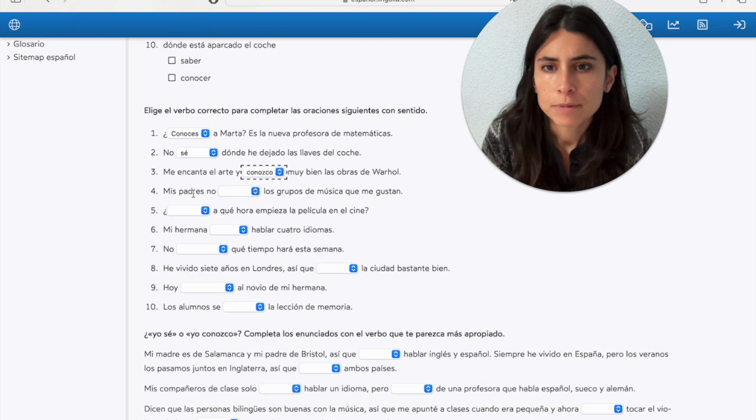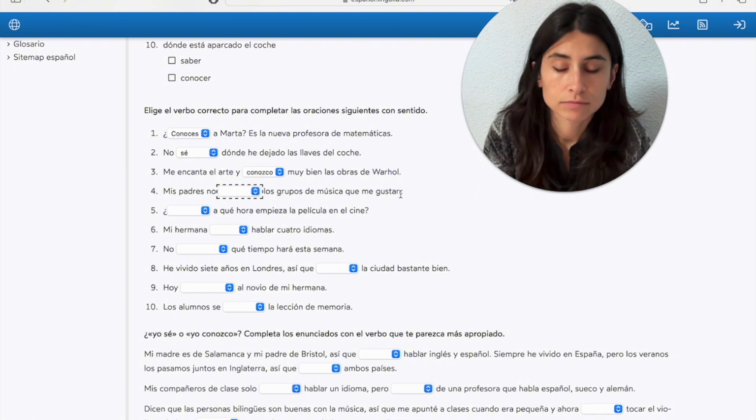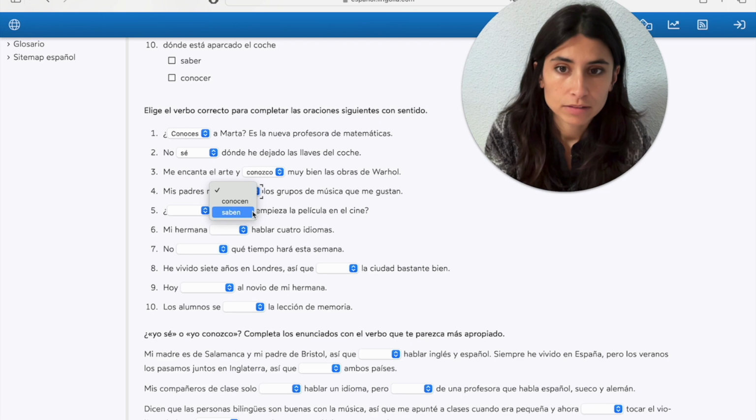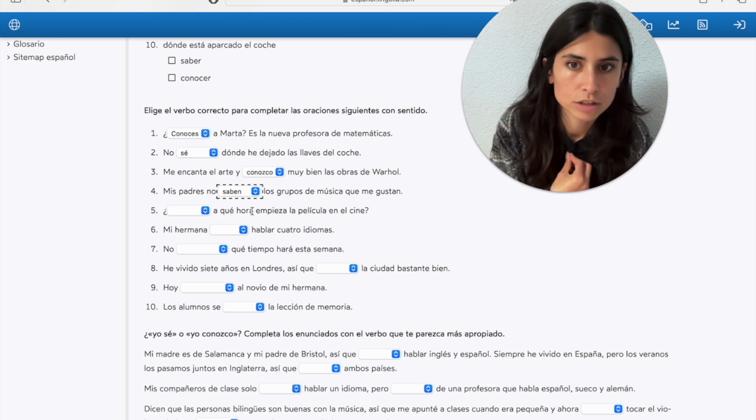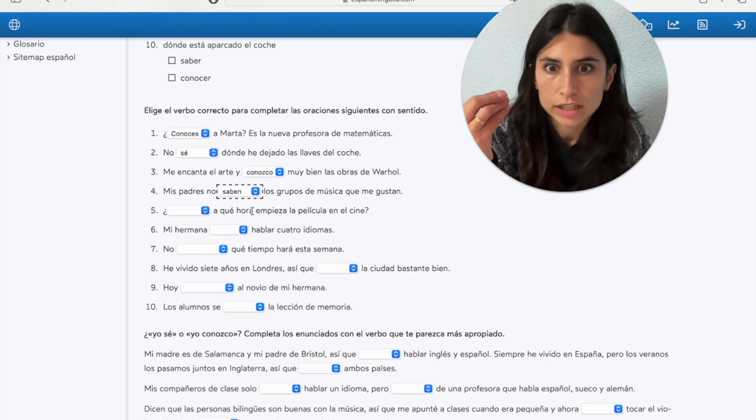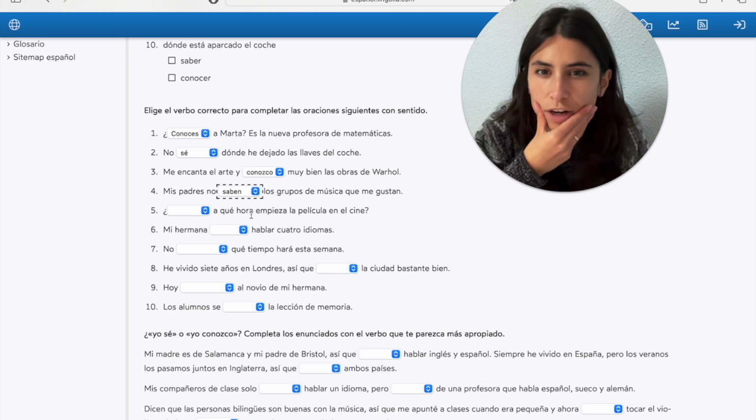Okay? Mis padres no conocen, saben, los grupos de música que me gustan. In this case, I would say saben. Mis padres no saben. They don't know. My parents don't know which groups of music I like. So they intellectually o no conocen los gustos.